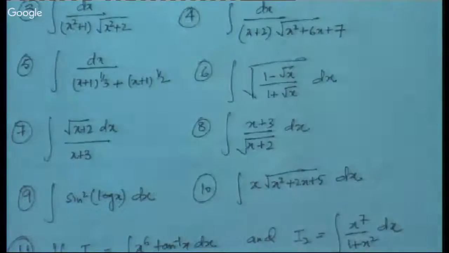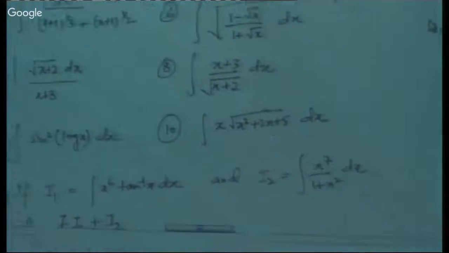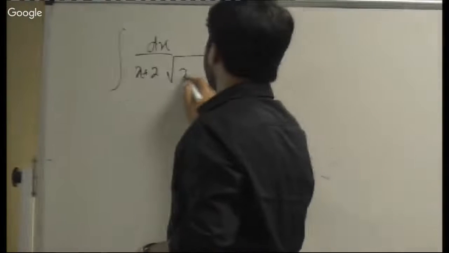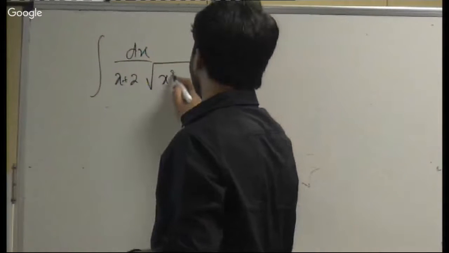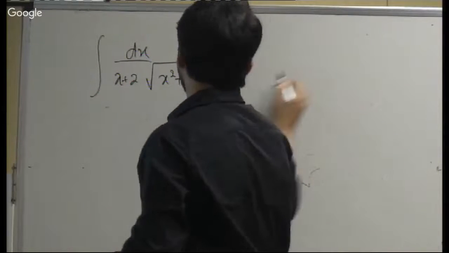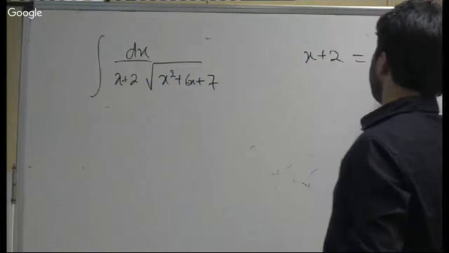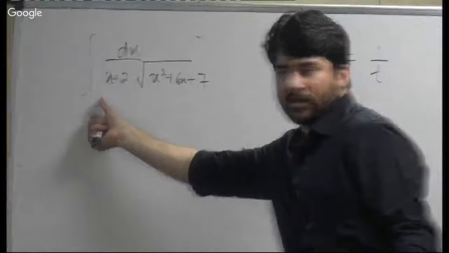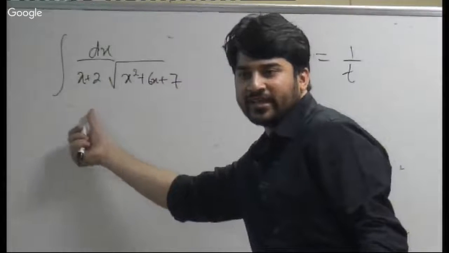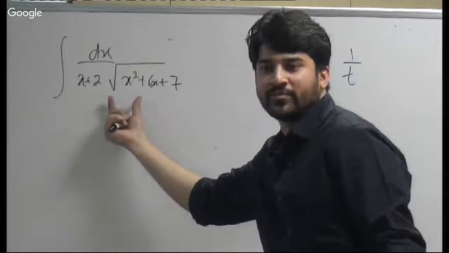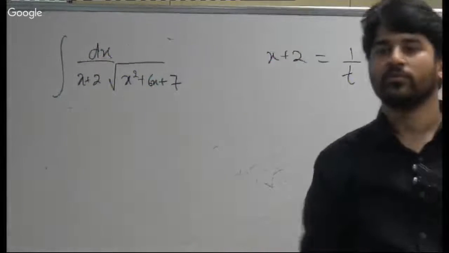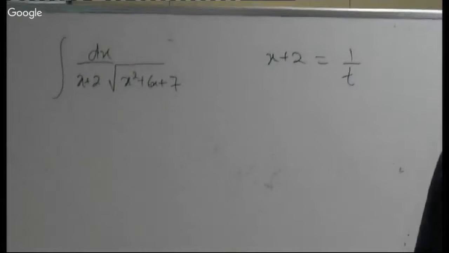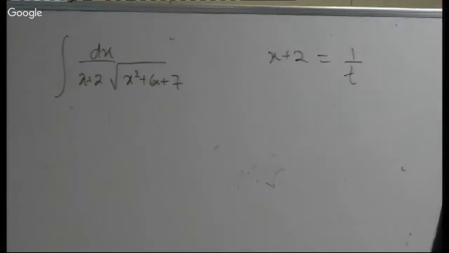right? So instead of that, what I'm going to do, I'm going to put x plus 2 as 1 by t. See, if I can say dx upon x plus 2 into under root x square plus 6x plus 7, I'm going to write x plus 2 as 1 by t. I'll get 1 by t here and I'll get 1 by t from here also. So t will cancel out, here t square cancel out. We will get something like under root quadratic part. So I can easily handle that. It's not difficult for me.